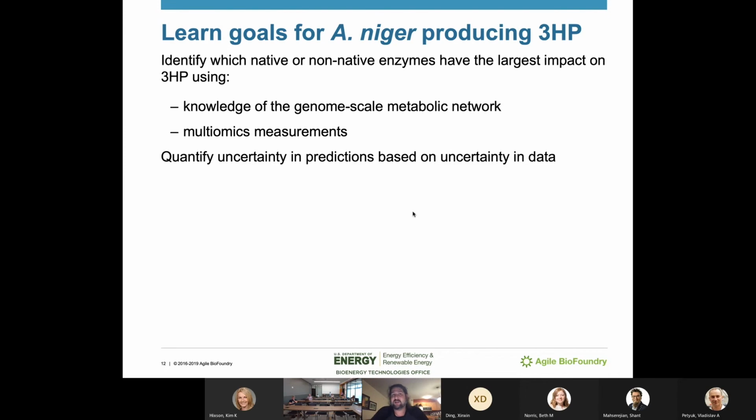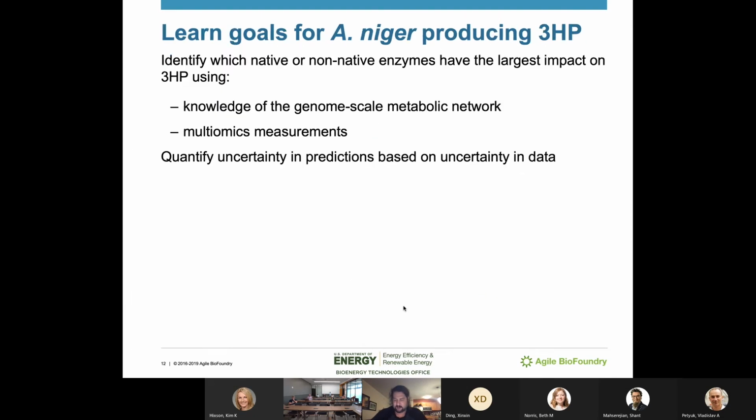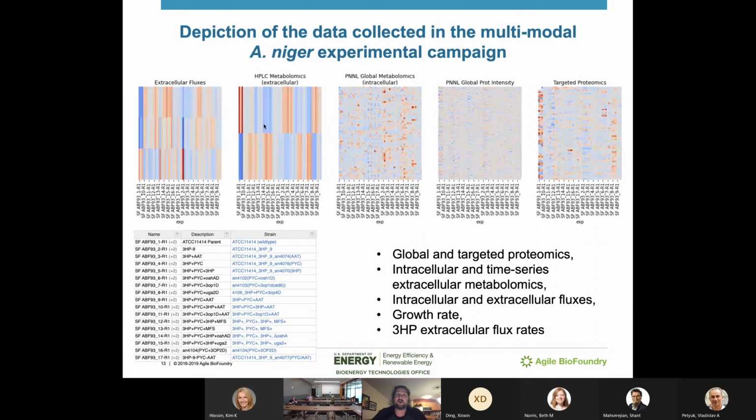So then the third situation is where we had Aspergillus niger producing 3-HP. And again, we want to identify which native or non-native enzymes have the largest impact on 3-hydroxypropionate. And we're using the knowledge of the genome scale model and the multiomics measurements. And in this case, we have a whole lot more data.